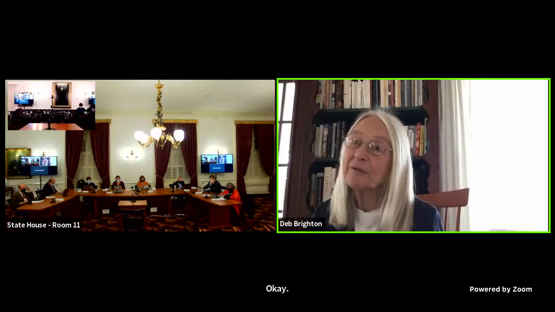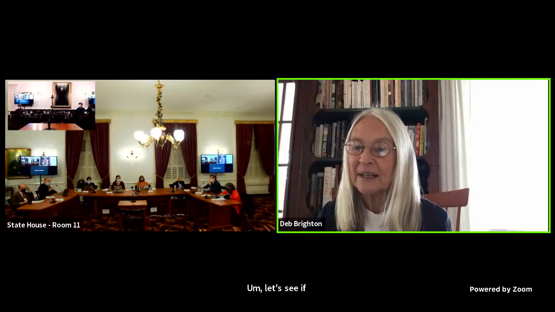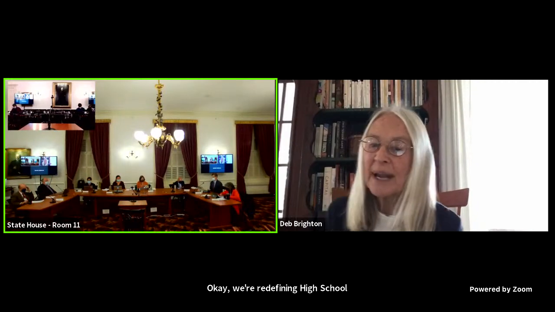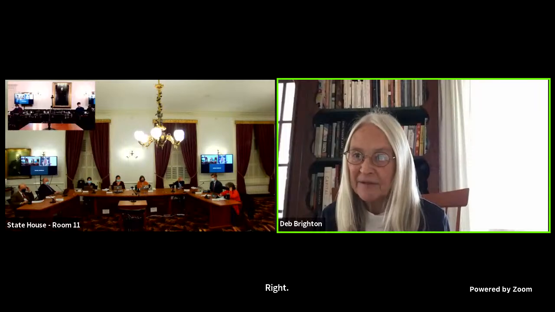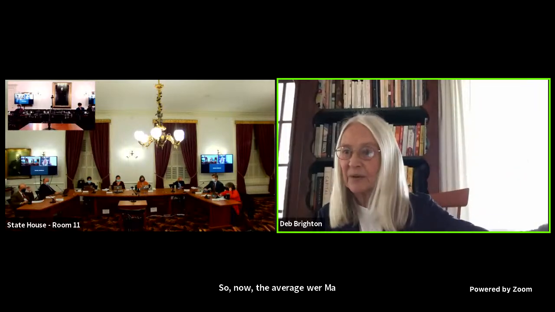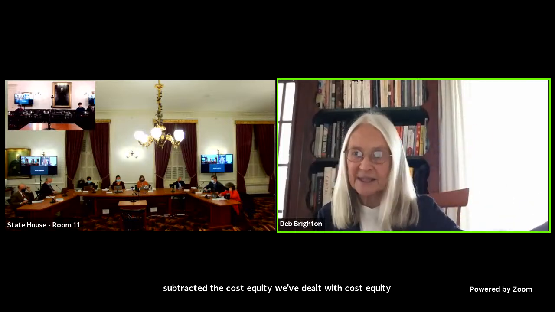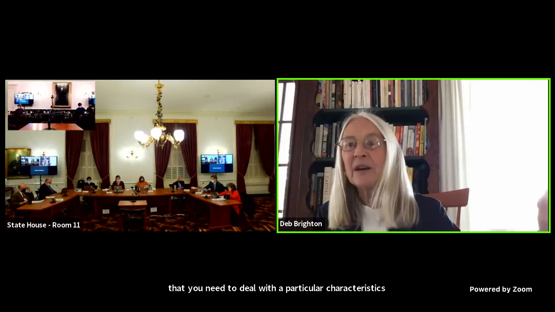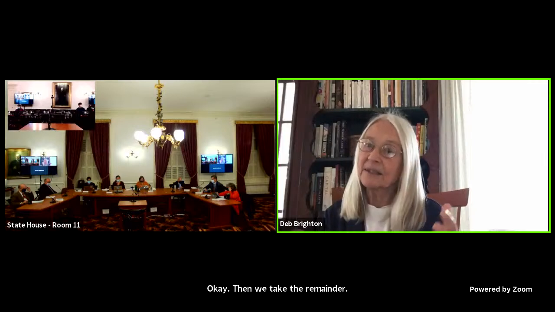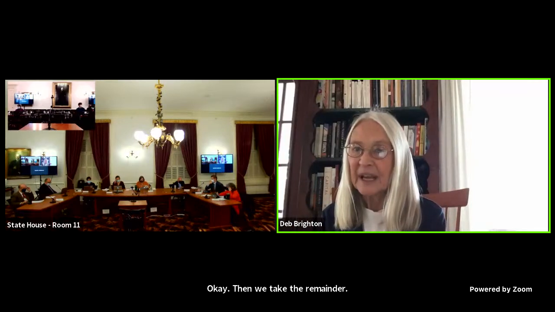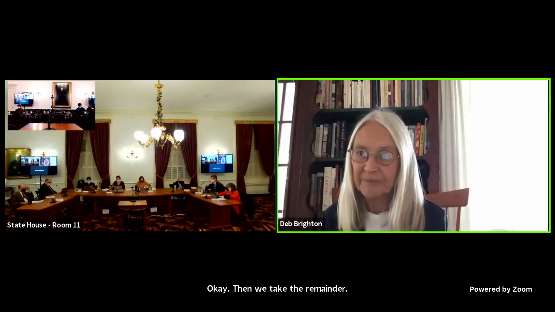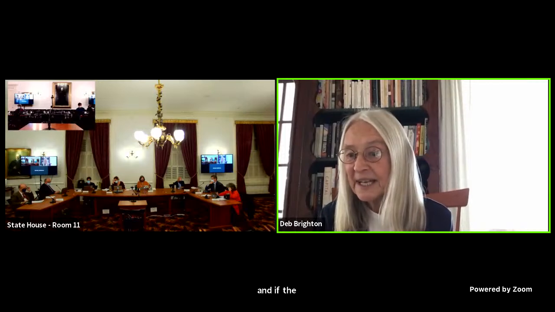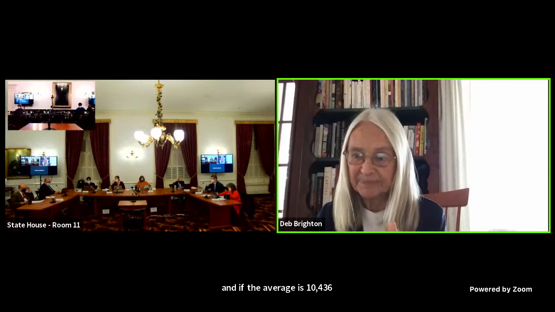If you look at column 4, we're redefining high spenders here. So now the average remaining spending, after we've dealt with cost equity, after we've given you the extra amount that you need to deal with the particular characteristics of your pupils, we take the remainder and divide by your ADMs, and that's giving you that base student amount. And the average is 10,436, the average by district.